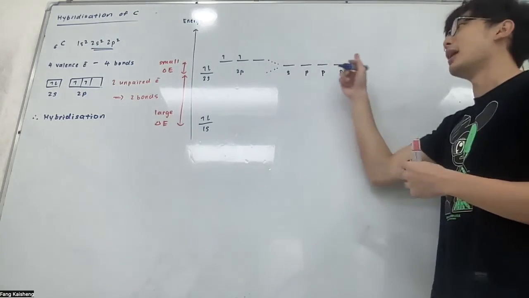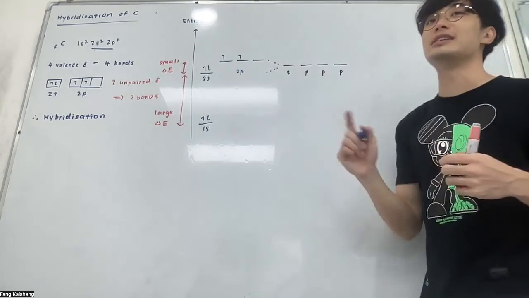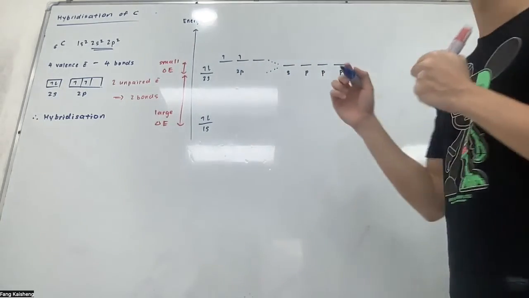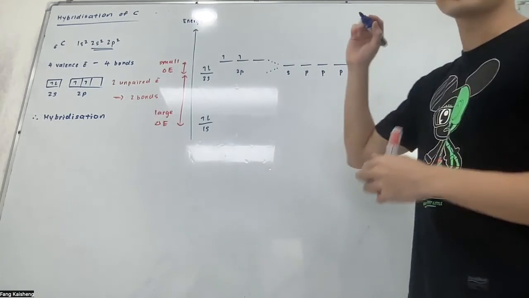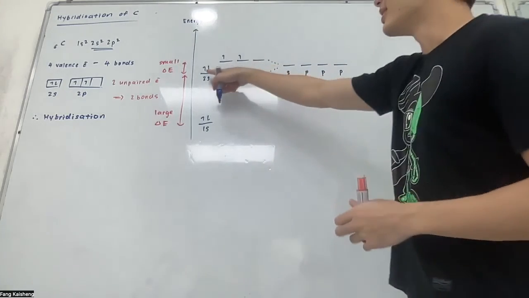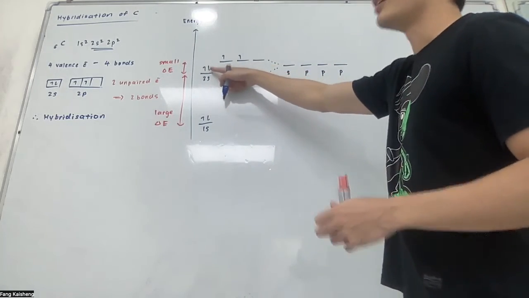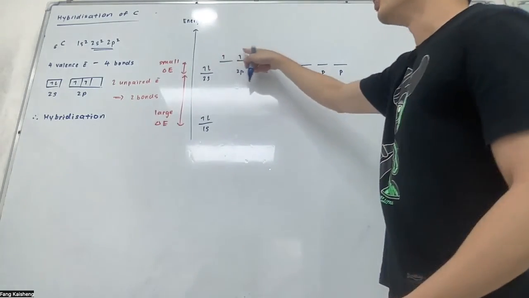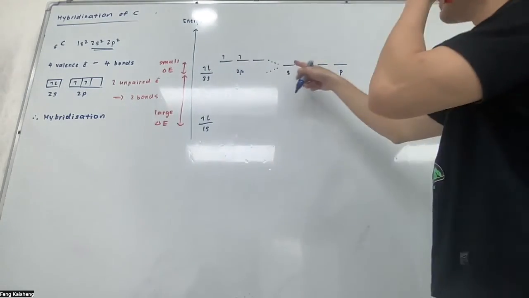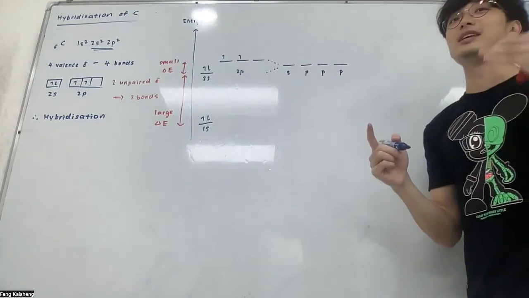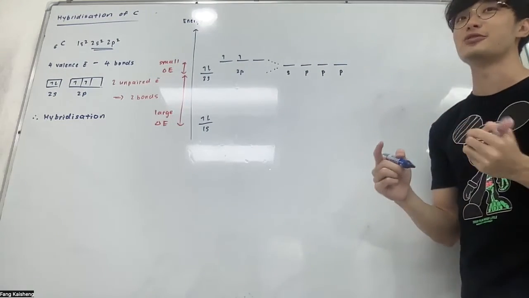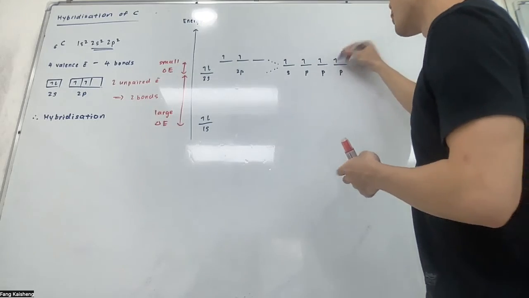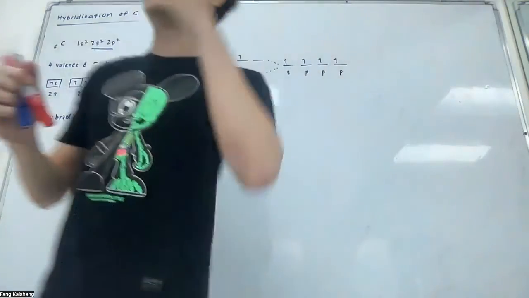Now that they're all on the same level, how do I arrange all these electrons? I have 4 electrons. How should I arrange them? What do you think I should do here? I have to put them singly first, then I pair them up, right? But over here, now that all 4 orbitals are on the same level, how do we arrange 4 valence electrons? 1 each. 1, 2, 3, 4, right? This is what we normally learn. We have to fill them up singly first.